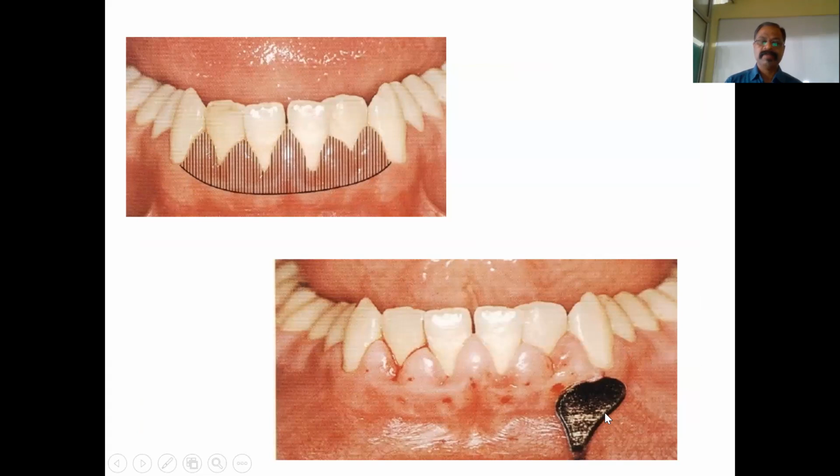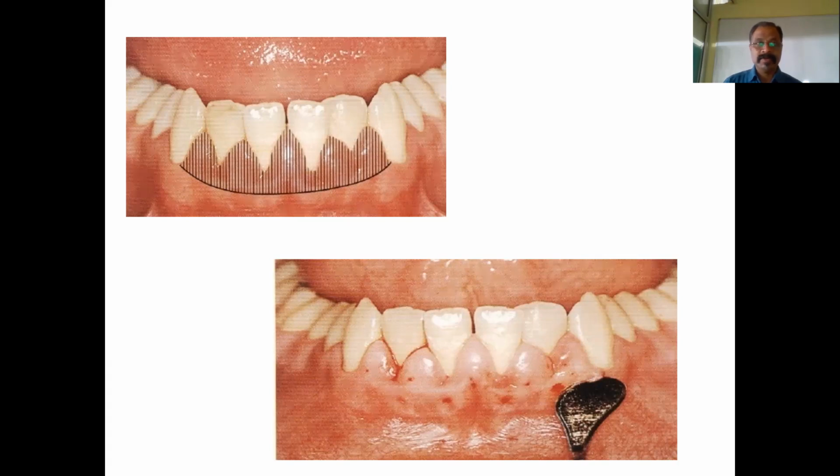You're going to start with your scalpel blade number 12, or a blade number 11, or most of the time you can use a Kirkland gingivectomy knife. These incisions can be continuous or discontinuous. It doesn't make a big difference whether you give a continuous or discontinuous incision. It depends on how easy it is for you to use these incisions.